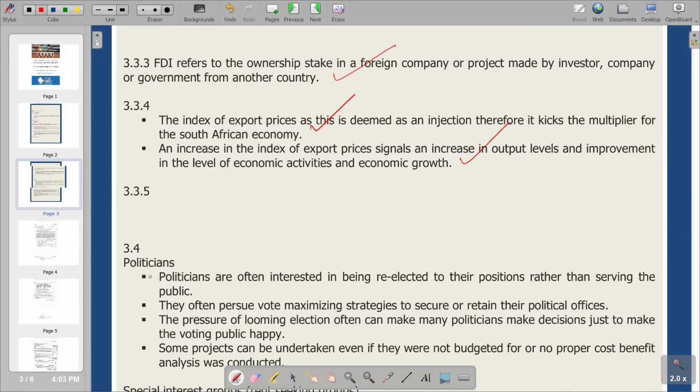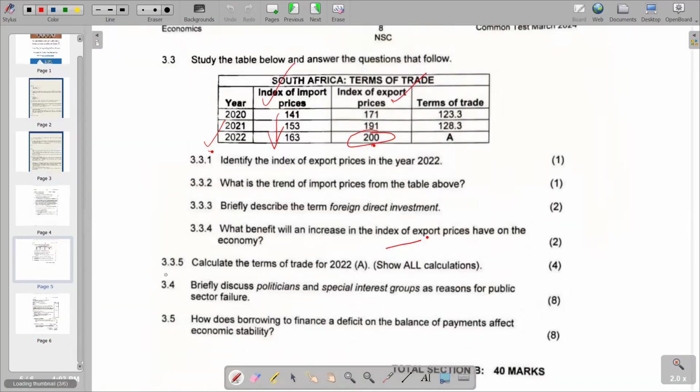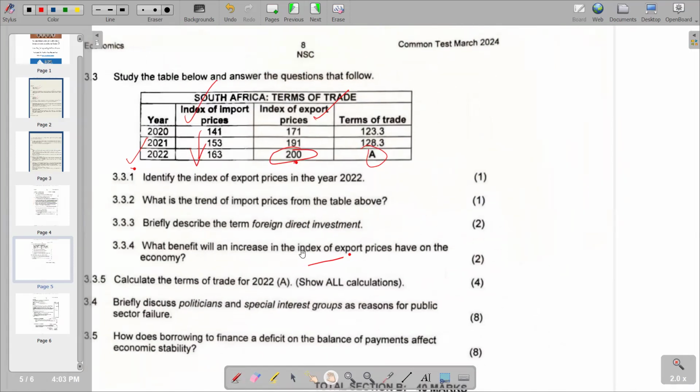So I'm moving on to the next question. Calculate the terms of trade for 2022. That is A. Show all calculations. So we can just try to see. So we need the formula first. What is the formula for calculating terms of trade?